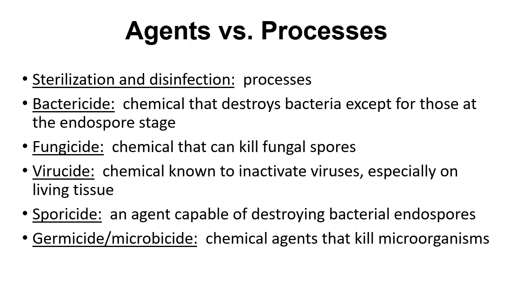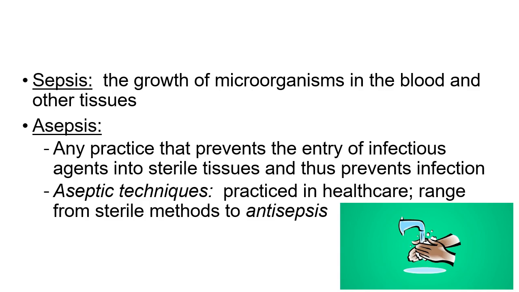So bactericide kills bacteria, where a sporicide destroys the bacterial endospore. Germicide or microbiocide is an agent that kills microorganisms, a very general term. This is your second learning target, by the way. Sepsis, the growth of microorganisms in the blood and other tissues, and asepsis is trying to prevent the growth of microorganisms in the blood or other tissues.